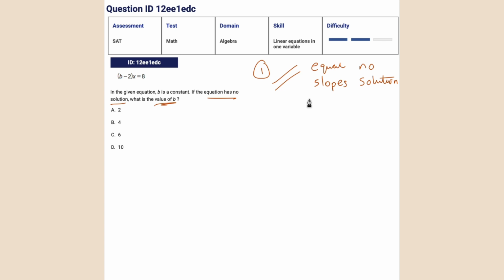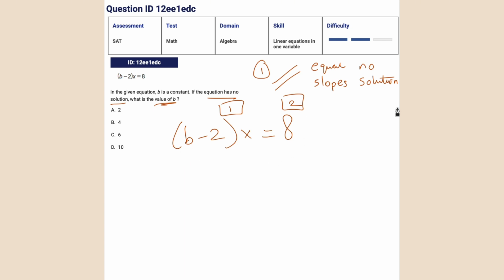That's pretty much it. So we have the equation here, b minus 2, x equals 8. So let's see if we can match the slopes of these two equations here. Let's just name this 1 and 2. For the slope of this side, we're missing a value, right? So let's choose this one first.